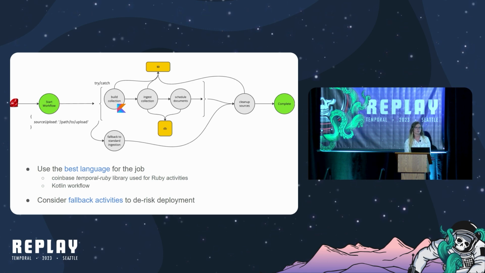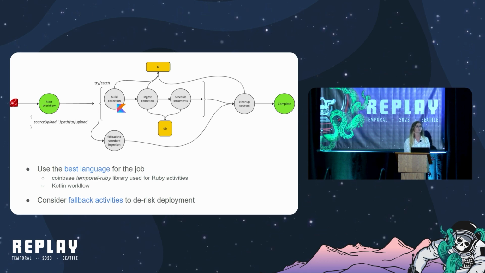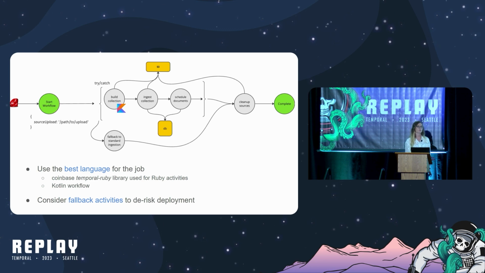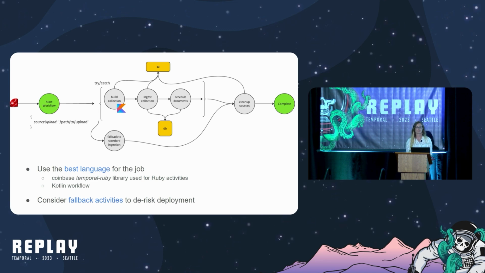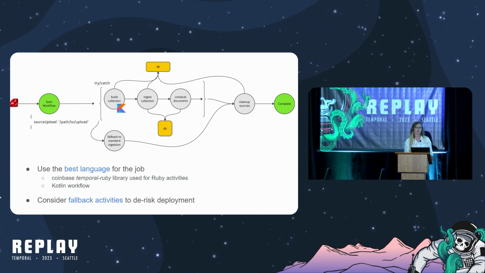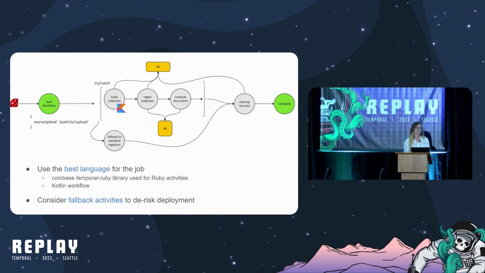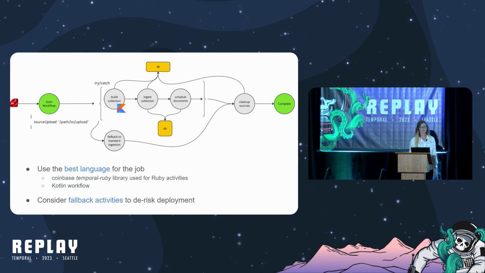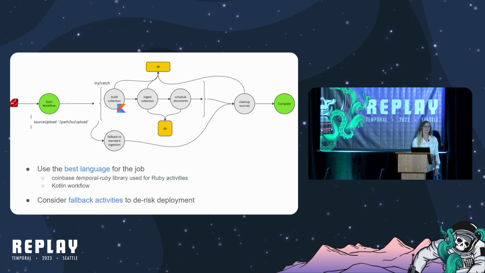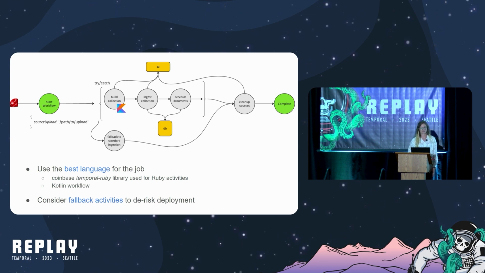In code, it's quite simple. Try catch on certain non-recoverable workflow failures. We're using a fallback activity, which then sends that file back to the previous way of doing things. So this really helped us deploy things in a seamless manner.